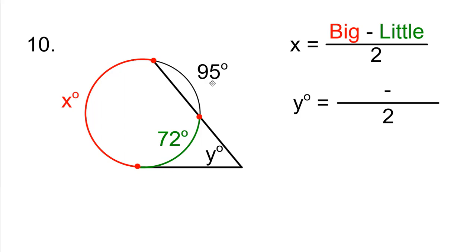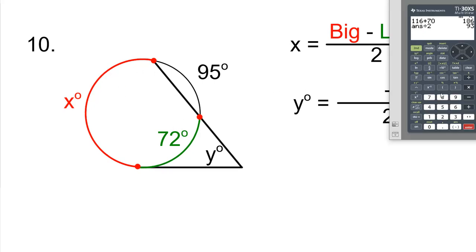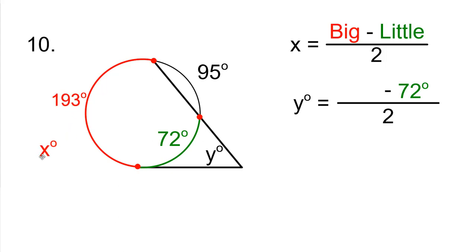Same thing here. We're not going to be using the 95 except to solve for the x. So if I do this originally, I would have two variables, right? So I got x minus 72 divided by 2, and I can't solve for x and y at the same time. So the first thing I have to do is solve for x. Well, if you look at the whole big picture, the big circle is 360, right? So add those two together and subtract it from 360. So I'm going to do 95 plus 72, and I'm going to subtract that from 360, which is going to leave me with 193. So x is equal to 193.